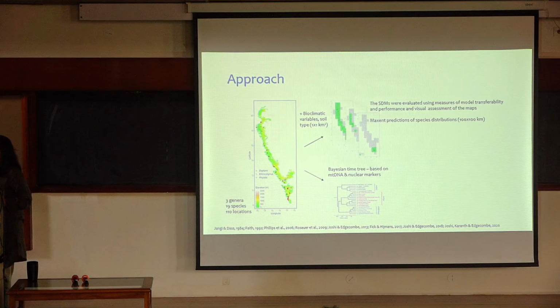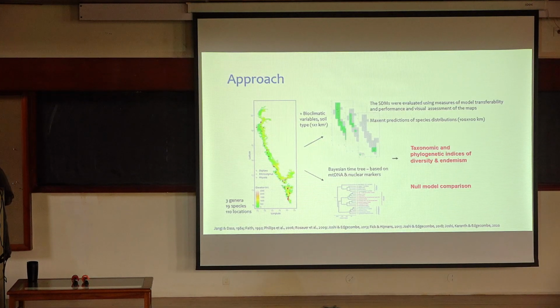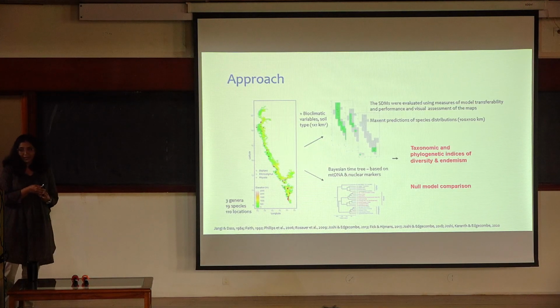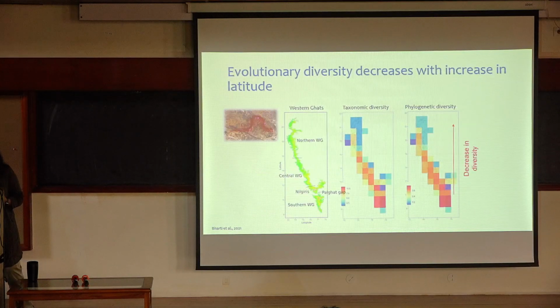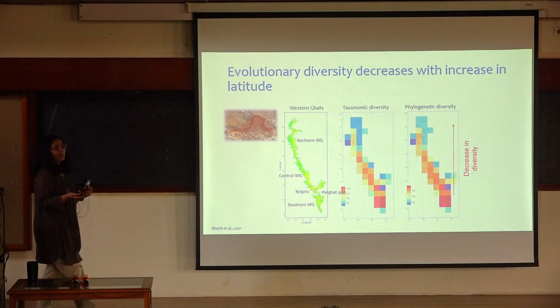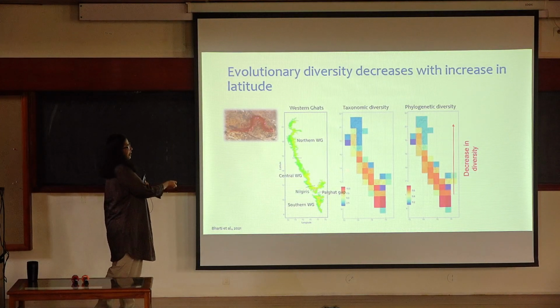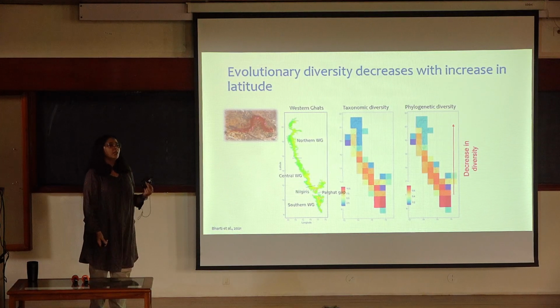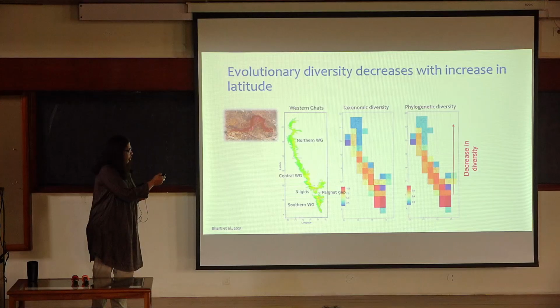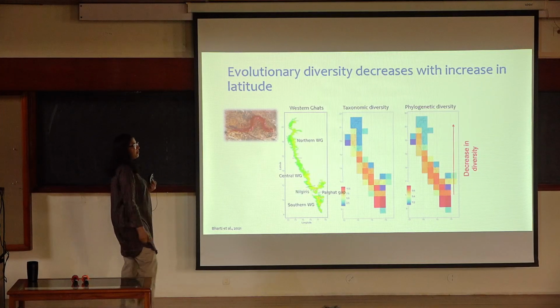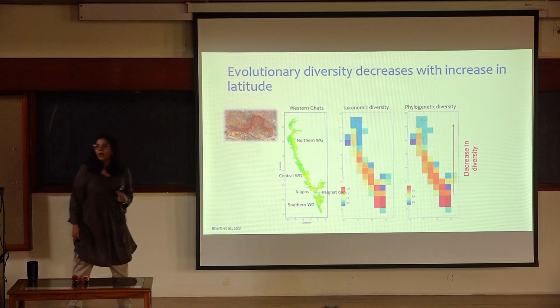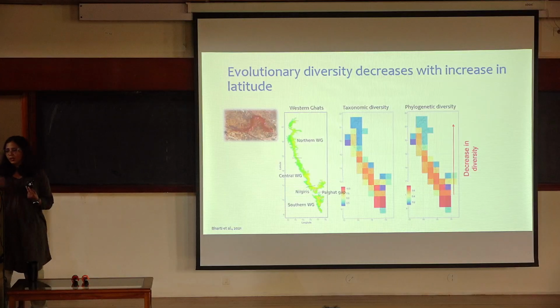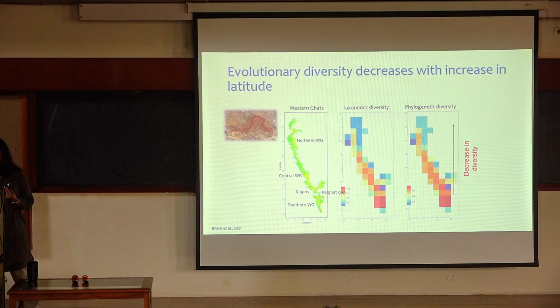It was a dated tree, so we could actually measure both these measures using a time calibrated tree. What did we find? Like many other taxa, we had a latitudinal diversity gradient. Lower latitudes had more diversity; as one moves towards the north, or higher latitudes, diversity decreased. We also had older species in the south, younger species in the northern Western Ghats.